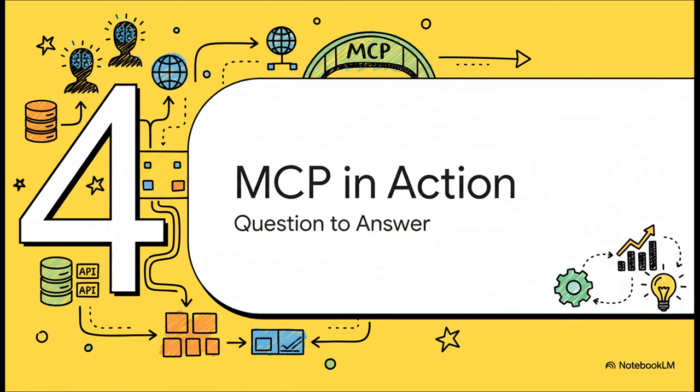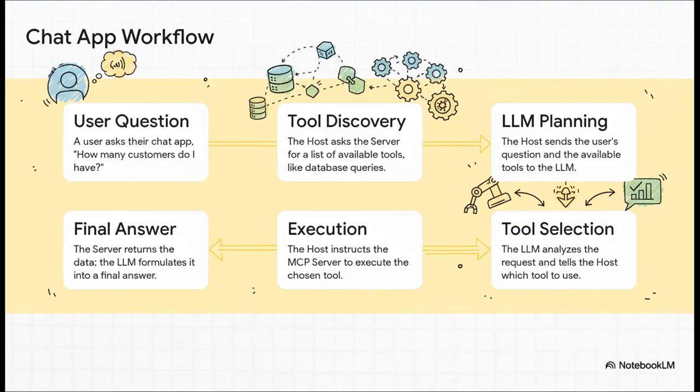Okay, so that's all the theory. It sounds good on paper, but what does this actually look like when it's working? Let's walk through a super simple example, from the moment you ask a question to the moment you get an answer, and see how all these pieces come together. All right, let's trace this whole thing. It all starts with you asking your app a simple question: how many customers do I have? The first thing that happens is your app, the host, pings the server and asks, hey, what tools have you got for me? The server might reply back saying, I've got a database query tool.